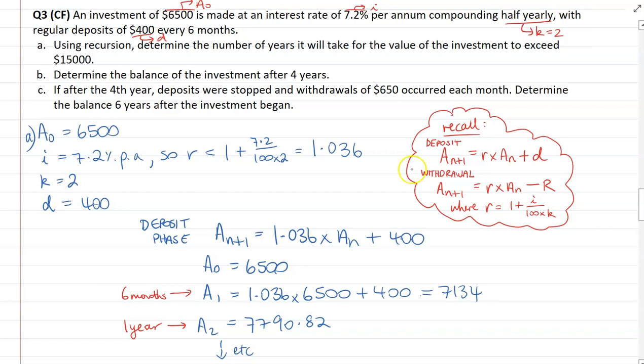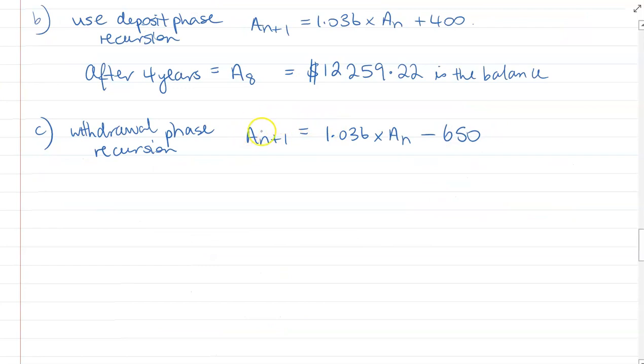So this is where we now have to change our recursion relation to look like that reducing loan balance one. The only difference is that instead of adding on a regular deposit of $400, we're simply minusing the regular withdrawal of $650. Because you have to remember the balance that's still in the account is still earning interest at that 7.2% per annum.